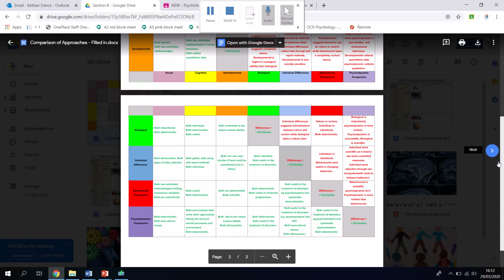So what I want you to do is pause the video right now and copy up that document. Pause the video here and do that, and then come back to this video.